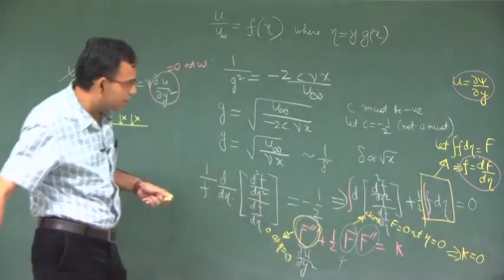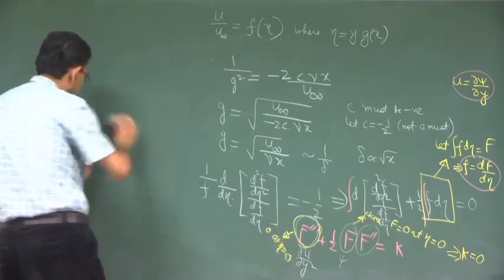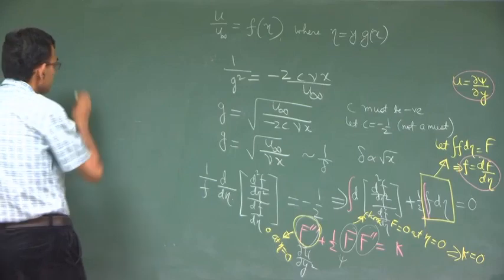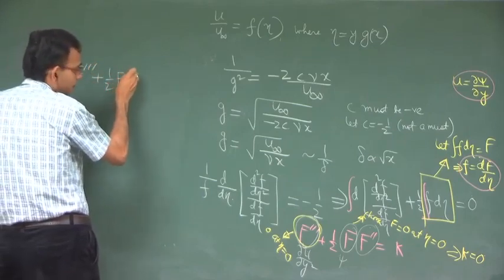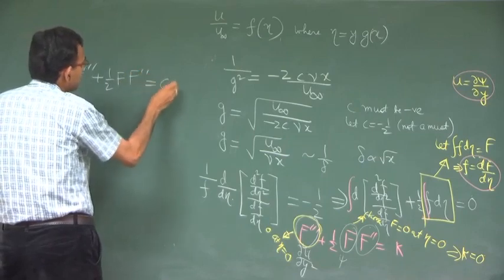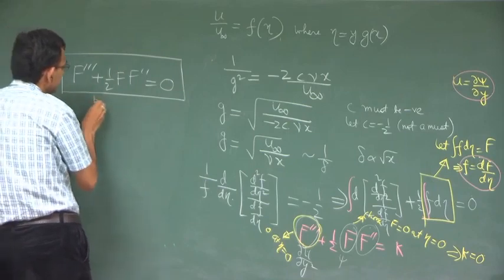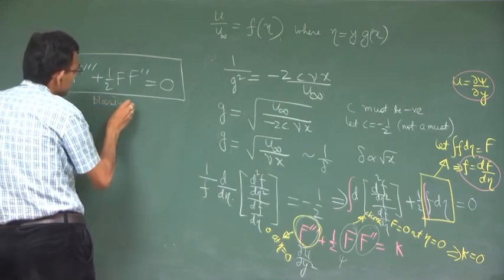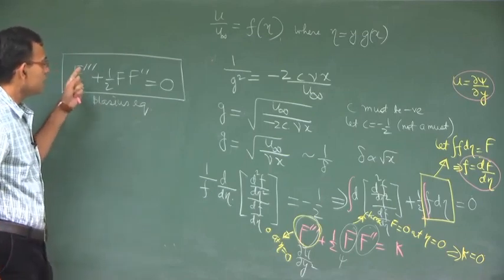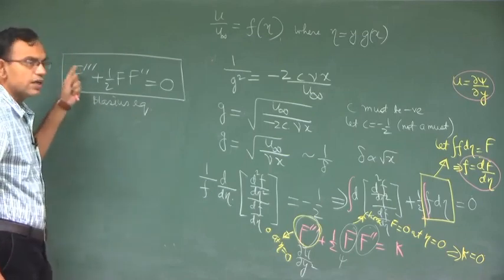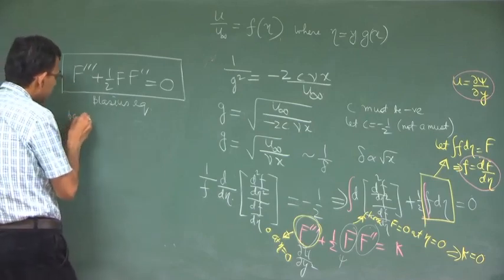So, you are left with f triple dash plus half f f double dash is equal to 0. This is the famous Blasius equation. What are the boundary conditions? This is a nonlinear third order ordinary differential equation. So, it will have 3 boundary conditions. What are these?